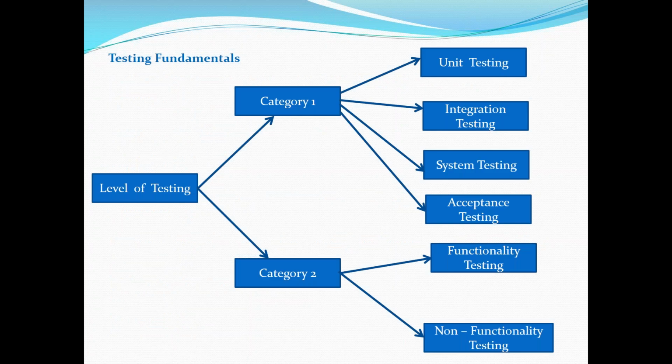So far what we have learned: what is testing, and after that the testing types. There are two types, right? One is structural testing, another is functional testing. Structural testing is also called white box testing. Functional testing is also called black box testing. After that, we learned SDLC. What is SDLC? Software development life cycle.